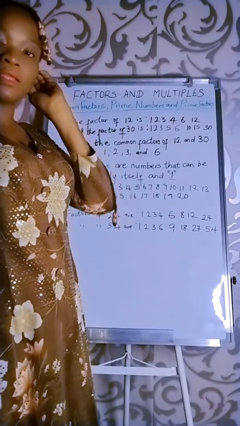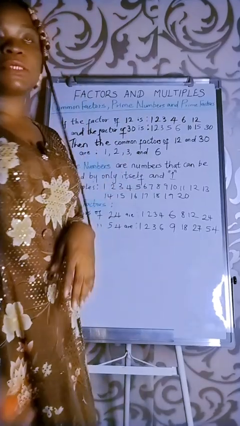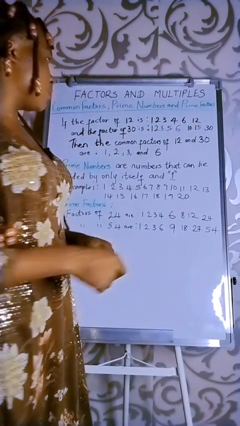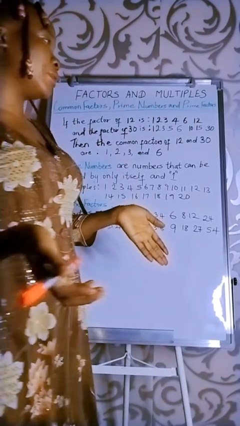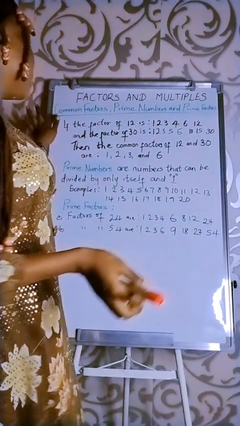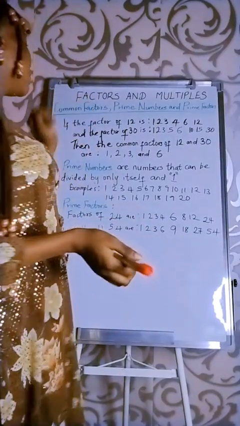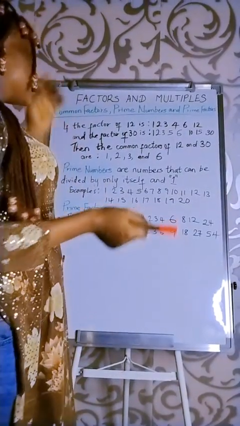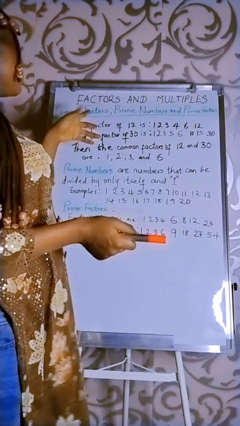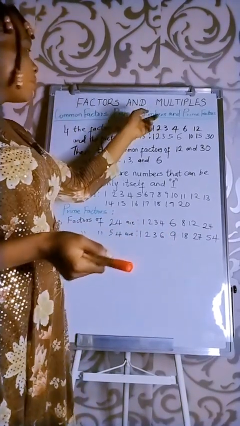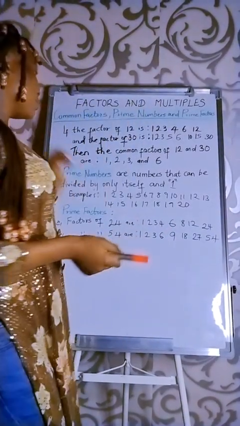It wasn't very clear, but we talked about LCM, lowest common multiple. It's a common topic that we all know. So on today's topic, I almost skipped these important topics. Subtopic: common factors, prime numbers, and prime factors.